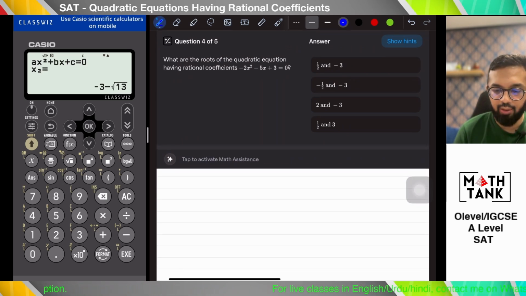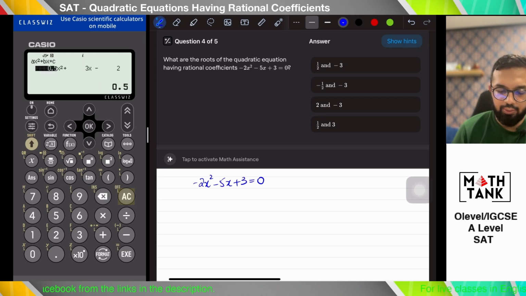What are the roots of the quadratic equation having rational exponents? Okay, again, I could do this on a calculator. That's the easier way of doing it. Half and minus 3.